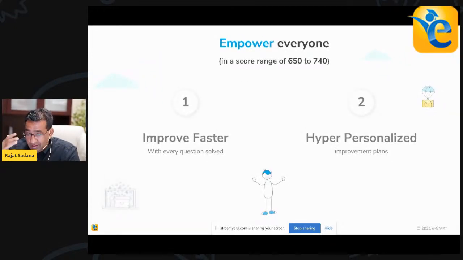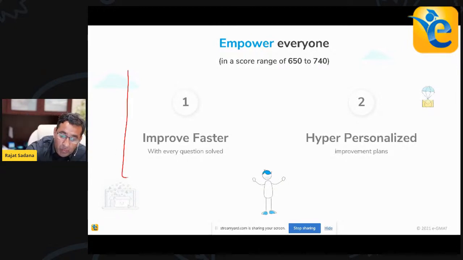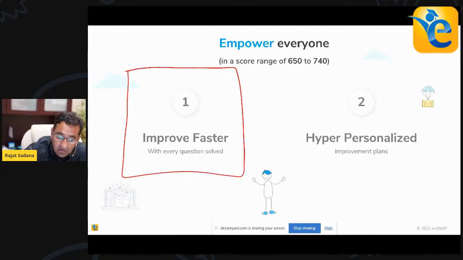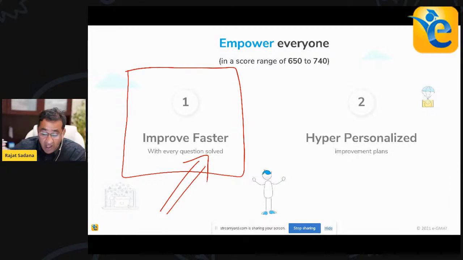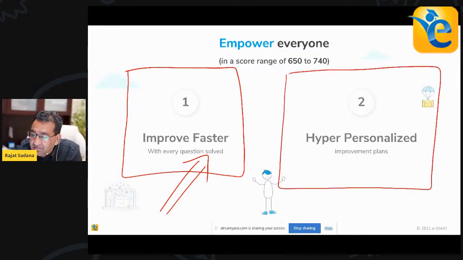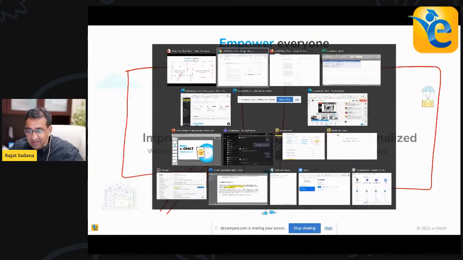So with this, we hope to make sure that each one of you improves a lot faster with every question you solve. Now, we are giving you the guidance. You still need to put in the effort. That effort has to come from you. Similarly, we are giving you guidance on how to create those hyper-personalized study plans. In each one of the videos, you have case studies that you can see to build those hyper-personalized study plans.